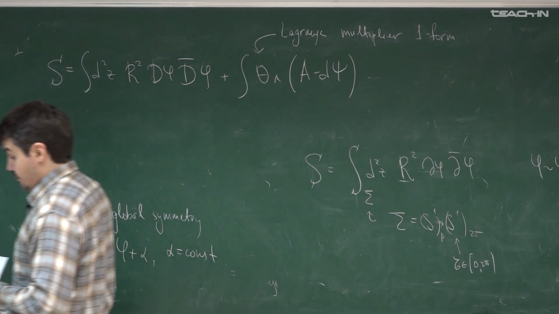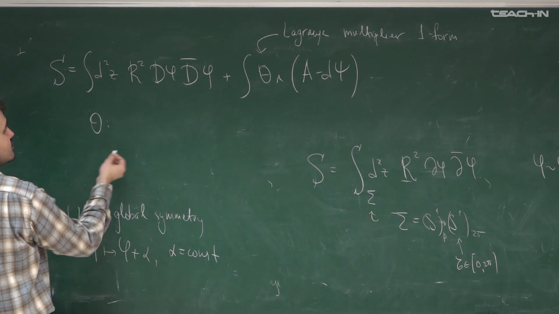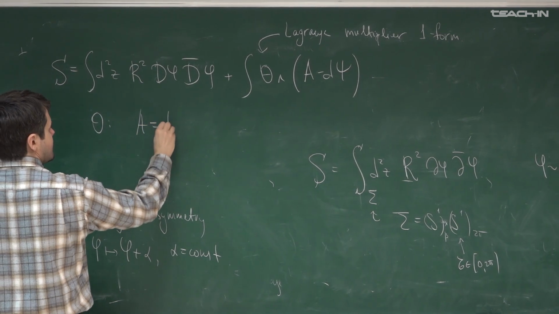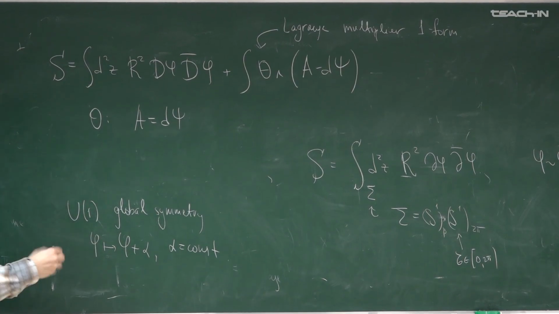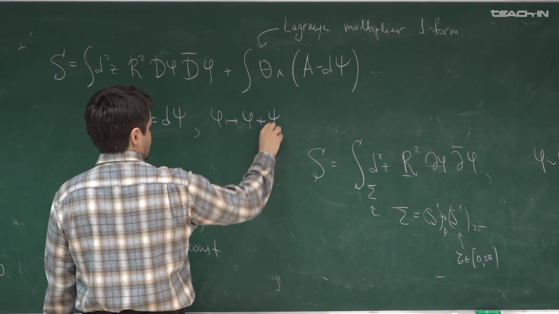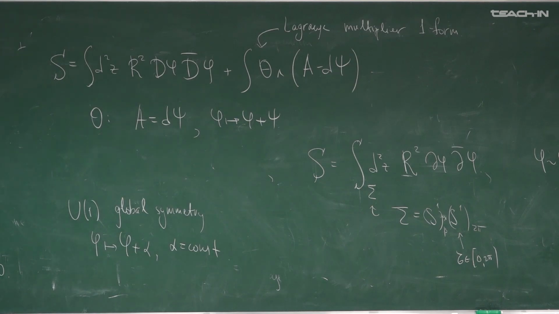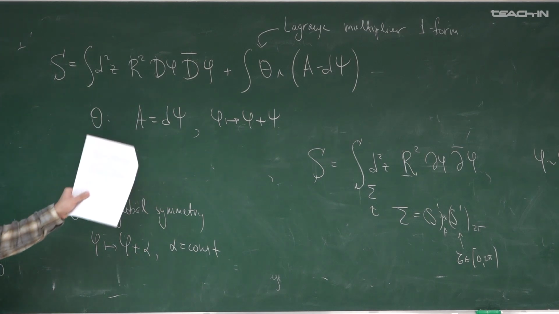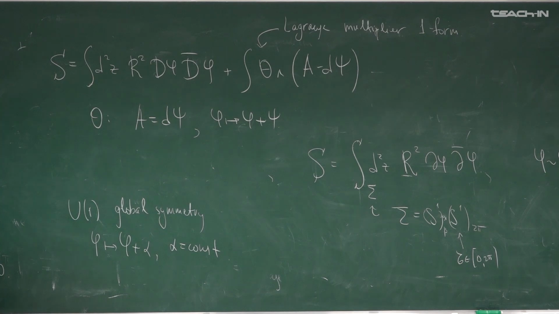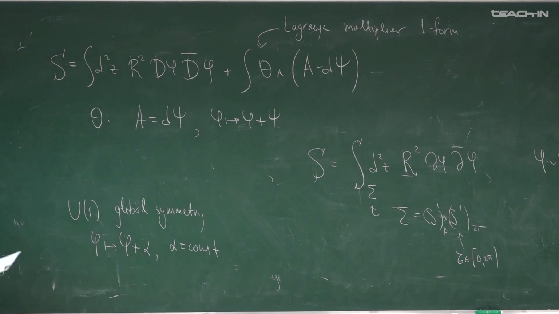So varying with respect to theta would say that A is d psi, and then we could shift phi plus psi, and this would remove psi whatsoever, right? So this extra piece tells us that A is a trivial connection. Then substituting it here and shifting phi by psi removes psi. So this undoes the modification.